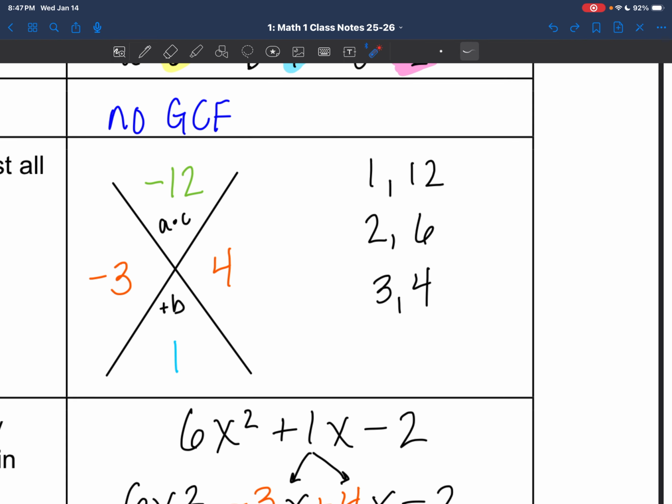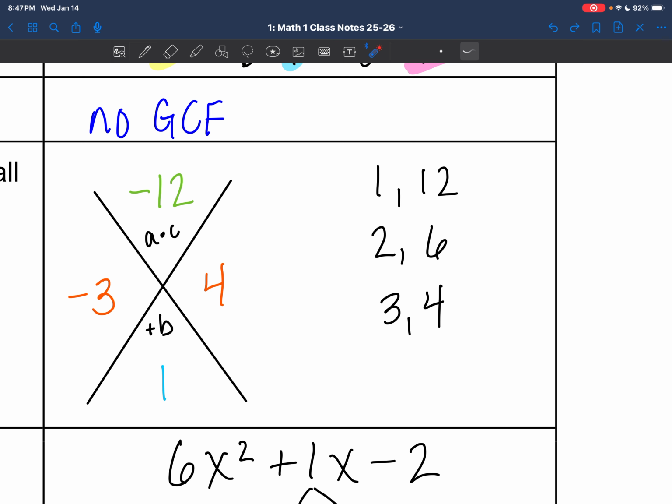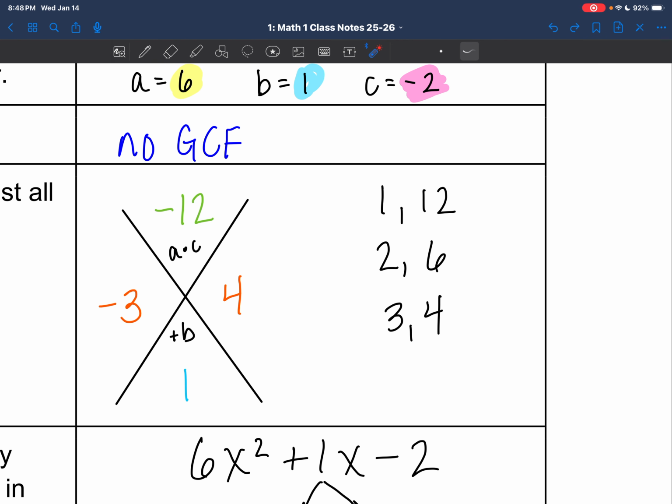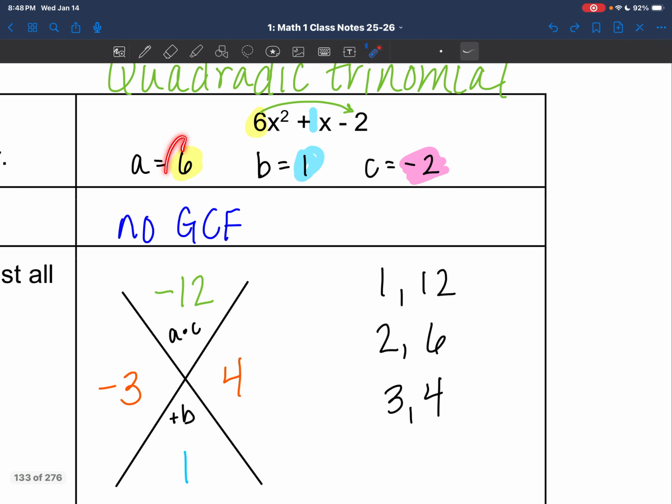One way to help keep you organized is what we call the X game, the X method. Draw your X, and the first part is going to be A times C. When you look up here, we said A was 6 and C was -2. So A times C gives you -12. We want to think of what multiplies to give you -12, but it also has to add to get your B term.